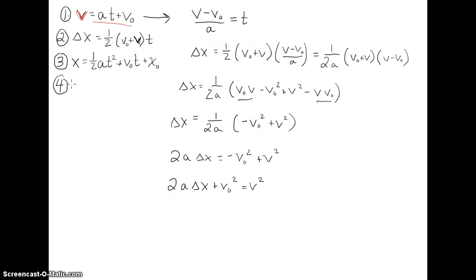So for equation number 4, we got v squared equals, or no, how are we writing it? We're writing 2a delta x first, aren't we? So 2a delta x plus v naught squared. So these are our 4 kinematic equations.